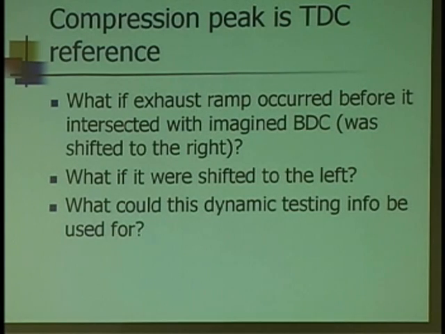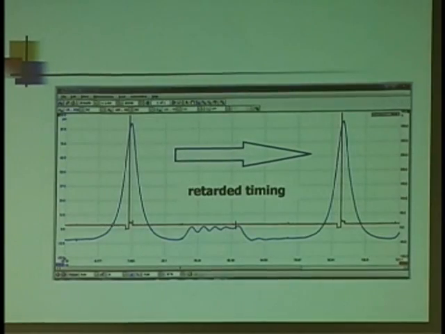What if that exhaust ramp occurred before it intersected? We're just going to use these marks. Like you can see the little teeny little dimples there on the ignition line. Isn't that going to be our 180 marks? Right? So we're just going to assume that, okay, that's going to be BDC of the exhaust, start of the exhaust stroke.